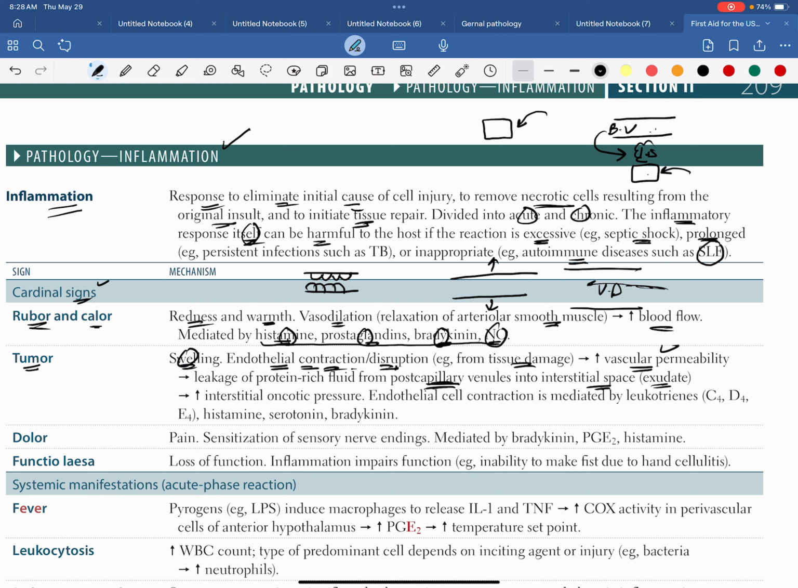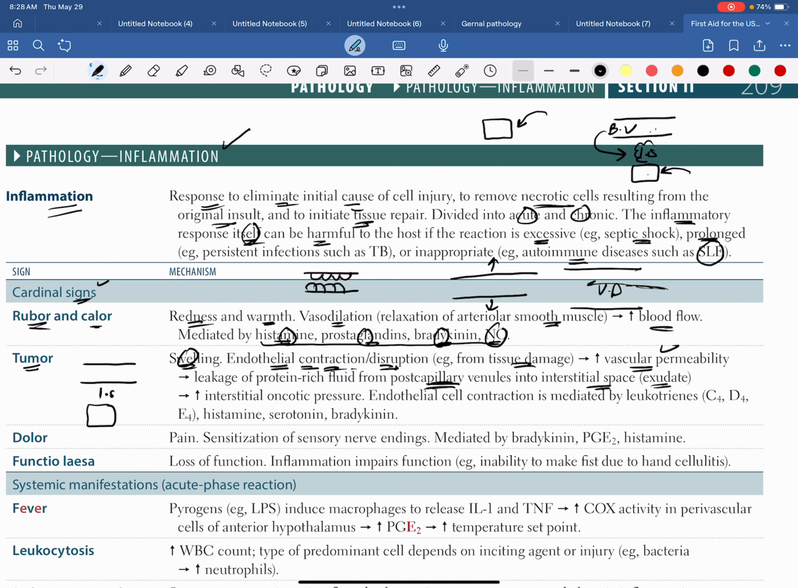Then after that, you know that when a large amount of proteins collects in any part of your body, these proteins will increase the oncotic pressure. So let's take an example. This is the blood vessel and this is the cell, and the space present between the blood vessel and the cell is the interstitial space.